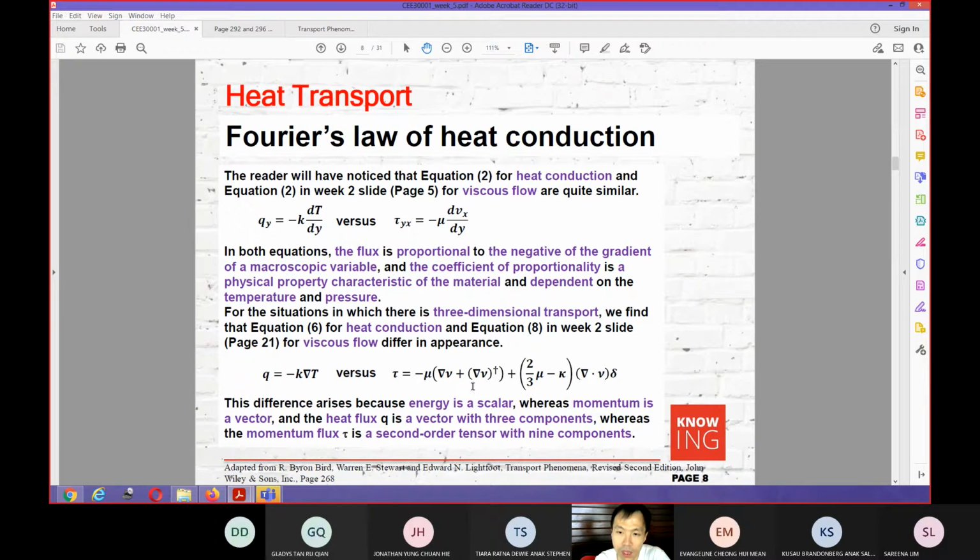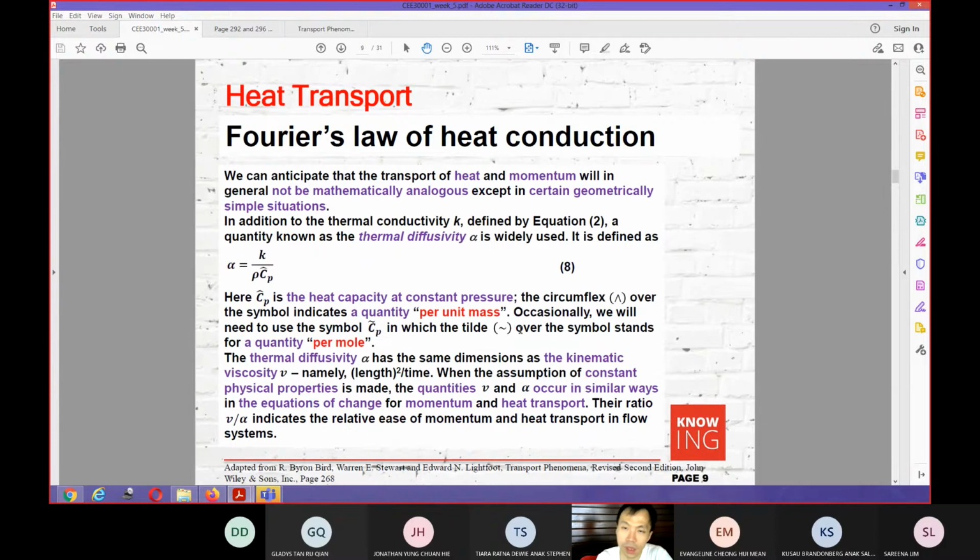Okay, q becomes a vector with three components, whereas the momentum flux in here, tau, is a second order tensor with 9 components, right? Now, in the previous momentum transport, we also talked about the momentum diffusivity or the kinematic viscosity, right?